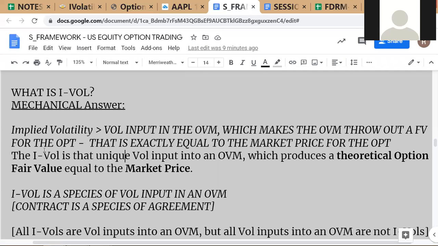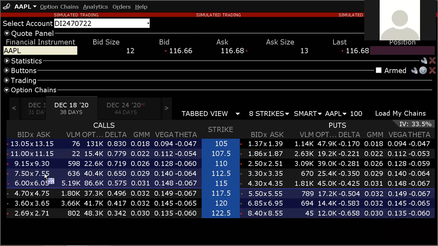Second way to understand I-Vol, and it also tells you how they arrive at these very important numbers. This 35.06, how did it come about? So if you can understand this, you get a very good understanding of I-Vol. It's understanding I-Vol at different levels, in different ways.